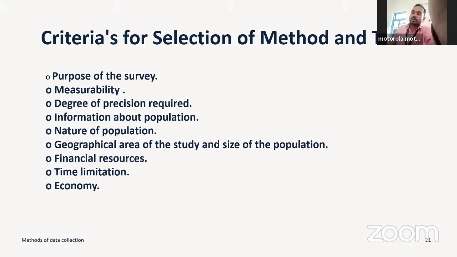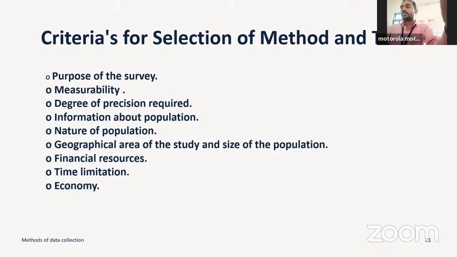Okay, so what criteria should we follow for the selection of method and tools for the sampling or sample collection process? The first and most important, we should know the purpose of the survey. The selection totally depends on the purpose of your study, which kind of study you want to do. Based on that only you will select the sample method and tool for the collection of data.